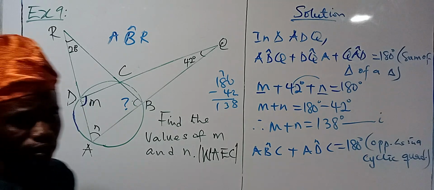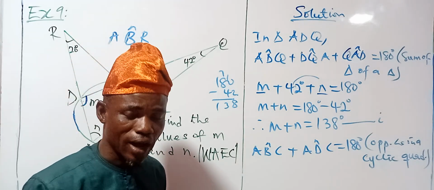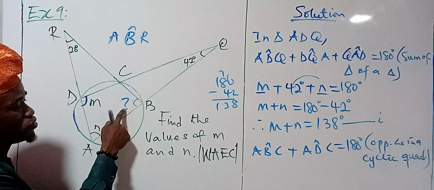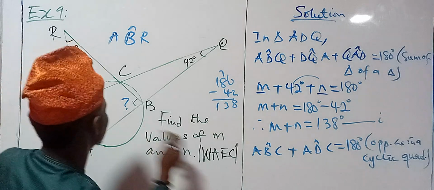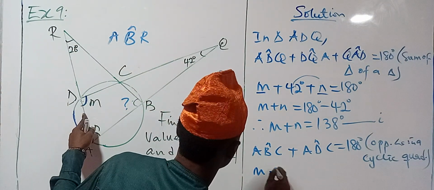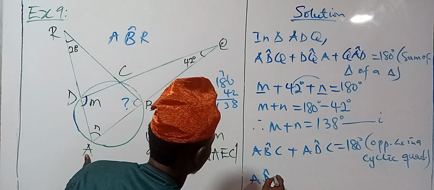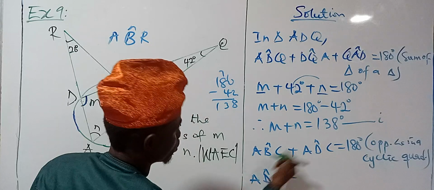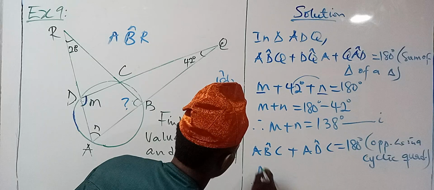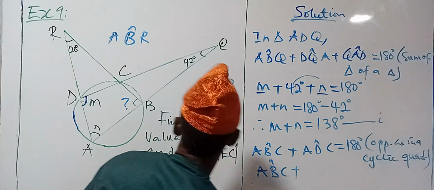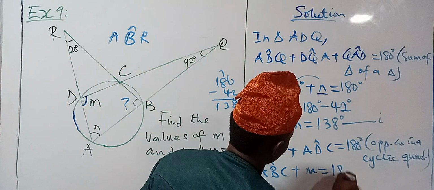And what is a cyclic quadrilateral? Opposite angles in a cyclic quadrilateral are supplementary angles. That is, when you add the two together, it gives you 180 degrees. So in this case, we have angle ABC, which we don't know, plus angle ADC, which is N, then equals 180 degrees.